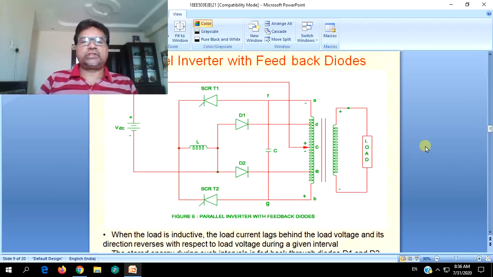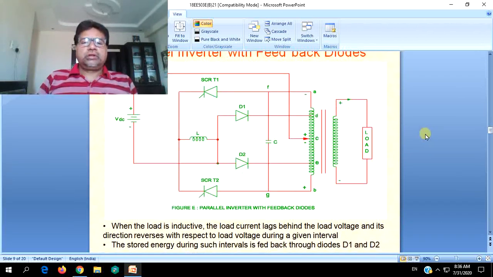All other features are the same when compared to the previous circuit. The only thing is that feedback diodes are connected in anti-parallel to the SCRs. All other features remain the same. When the load is inductive, obviously we know that load current lags behind the load voltage and its direction reverses with respect to load voltage during a given interval. For resistive loads, both voltage and current will be in the same phase.